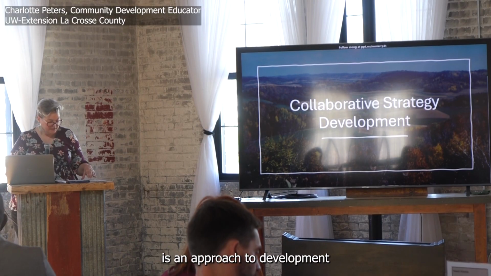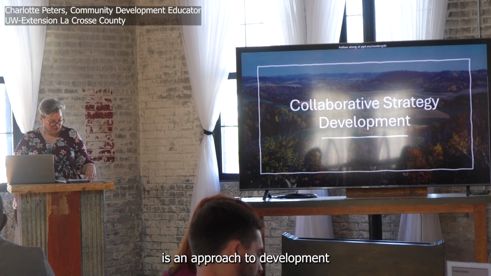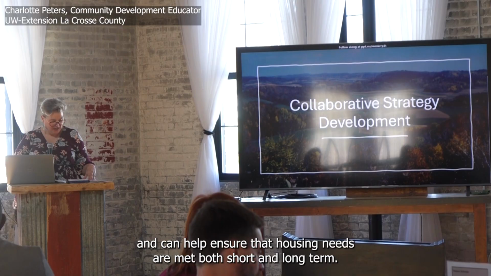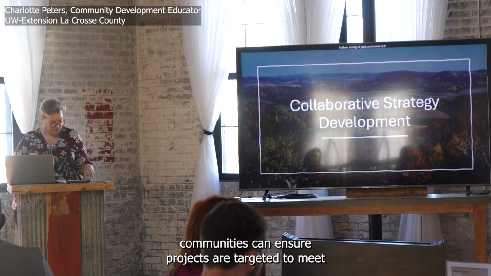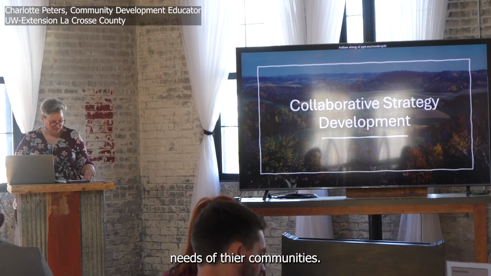Collaborative strategy is an approach to development and can help ensure that housing needs are met both short and long term. By working with developers, planners, and other key stakeholders, communities can ensure projects are targeted to the real needs of their communities.